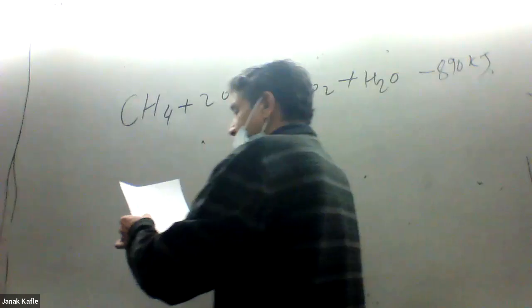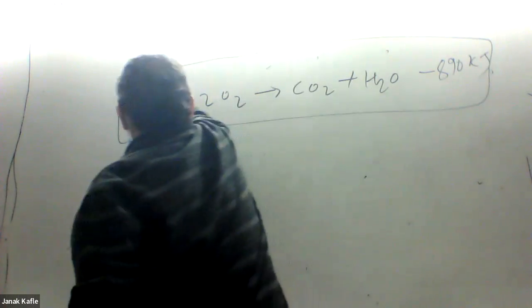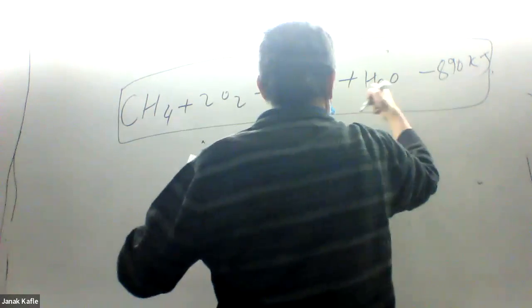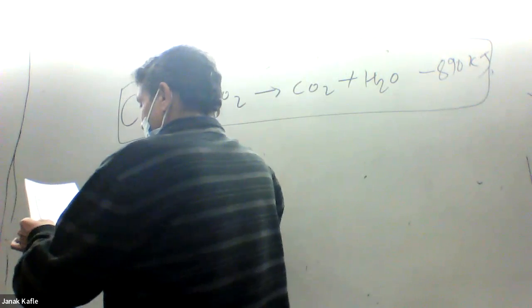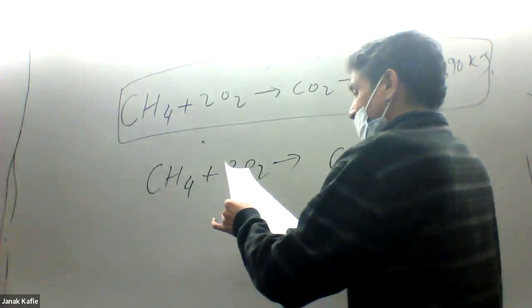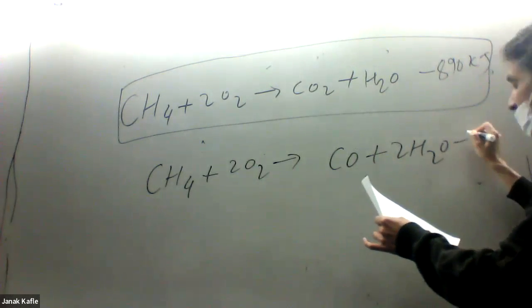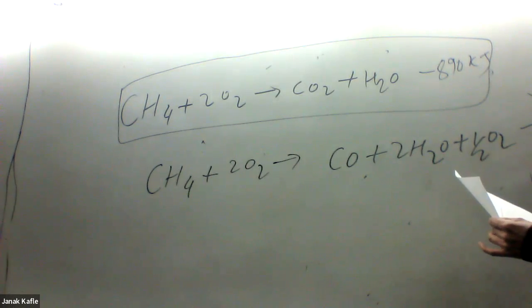But you could do it another way also. This is one way, the direct way of converting methane and oxygen to carbon dioxide and water. But in part B, you could do this one: CH4 plus 2O2 makes carbon monoxide and water and half an oxygen in one step. Then you measure the heat, and that comes to be minus 607 kilojoules.